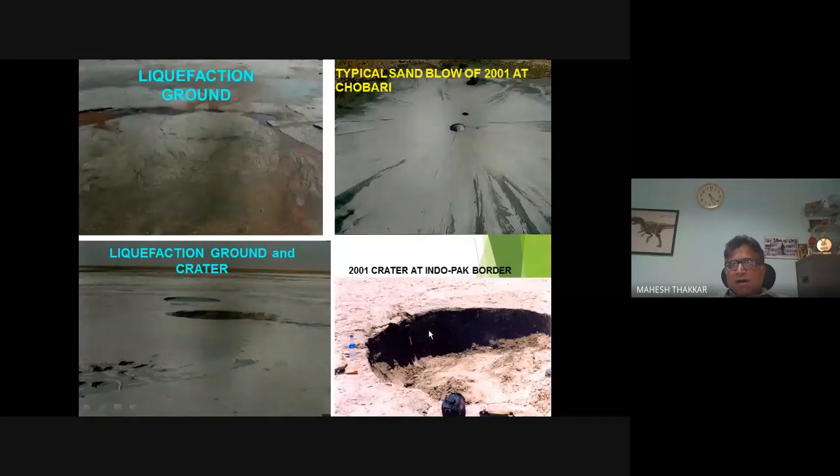So this is a large crater exactly at the Indo-Pak border where there was a big earthquake, 1819. But we have got the liquefaction crater in 2001 at the place of the 1819 earthquake. So we could correlate the 1819 liquefaction as well as 2001 liquefactions. I think this is one of the best sites where we have studied the correlation of these two earthquakes and their liquefactions.